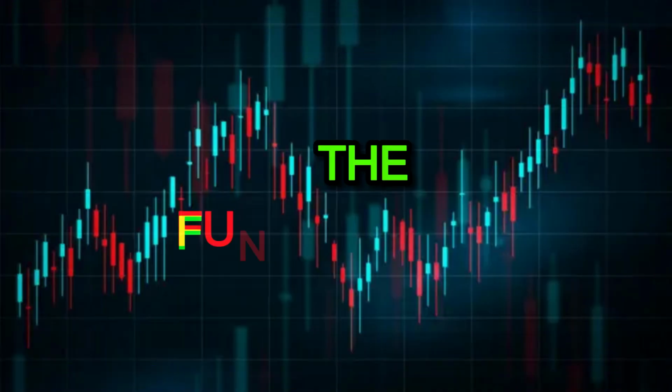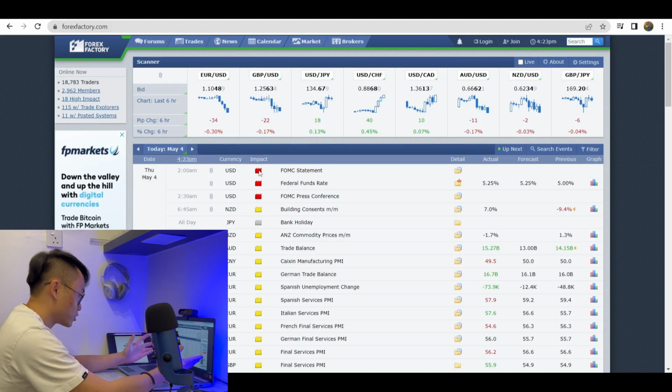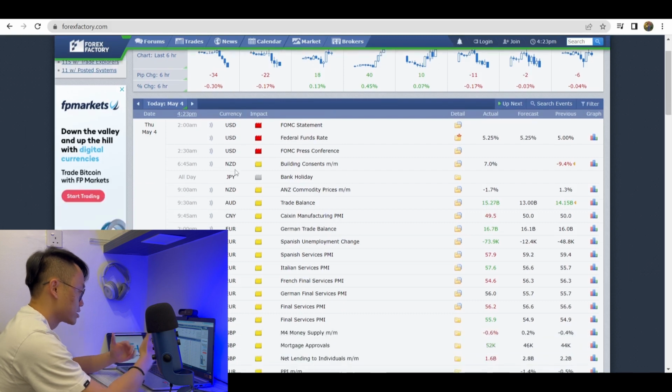Straight to the point, the first thing I will check is the economic calendar. I will check what is the economic news, the high impact news that's going on during the day or even throughout the week. The website that I'm going to use for the economic calendar is Forex Factory. You guys can see here.